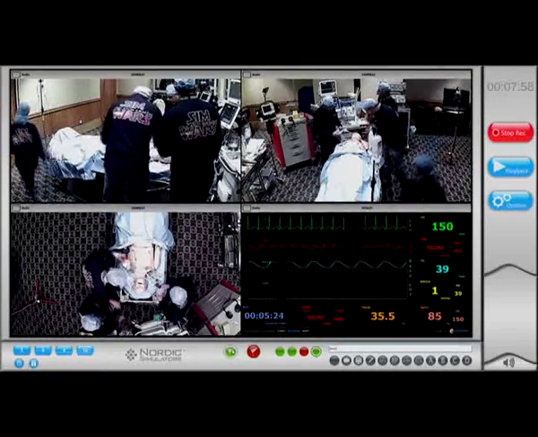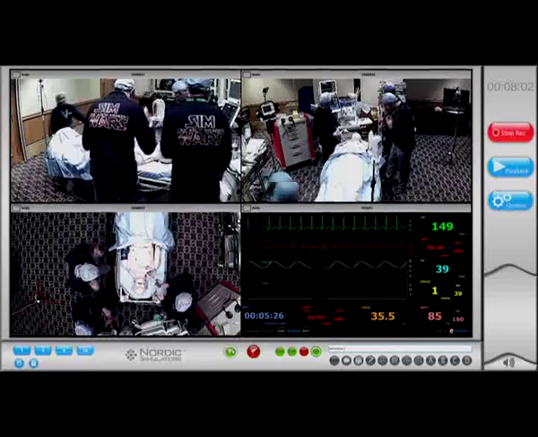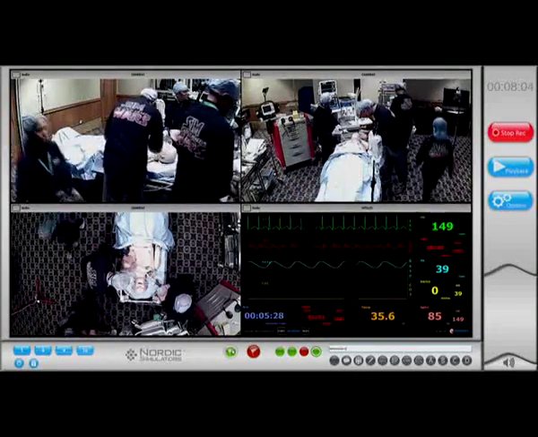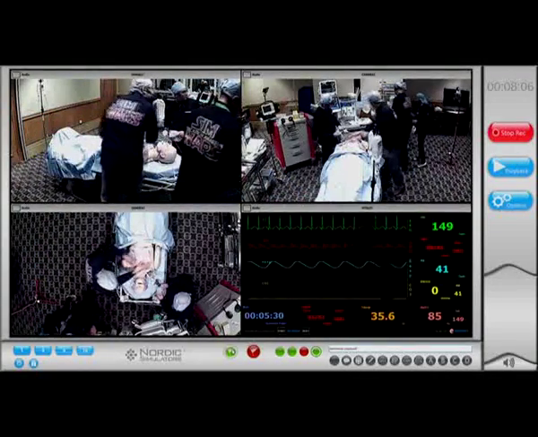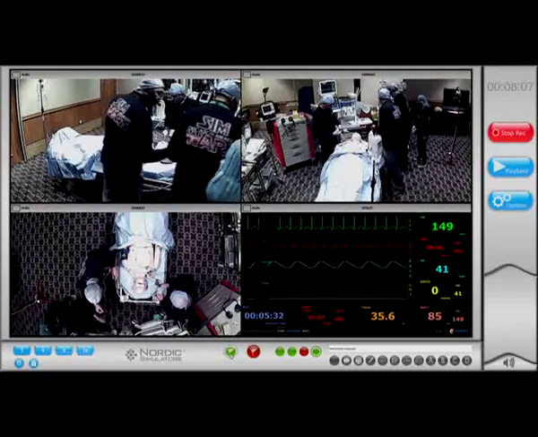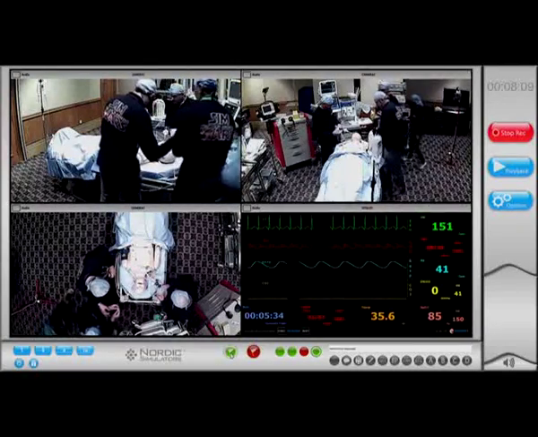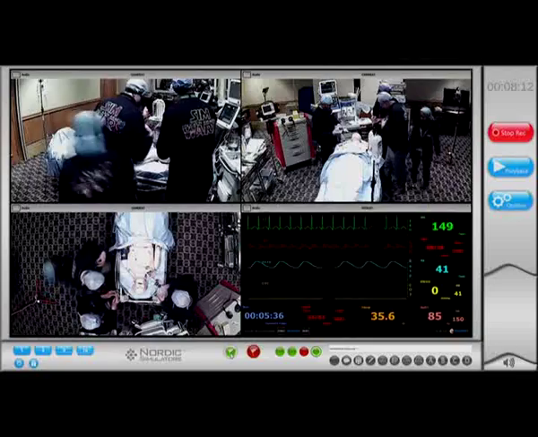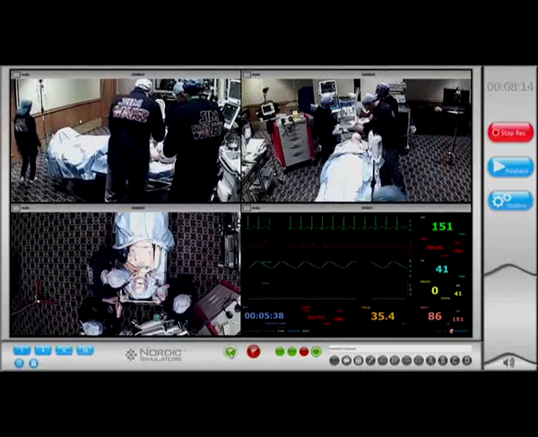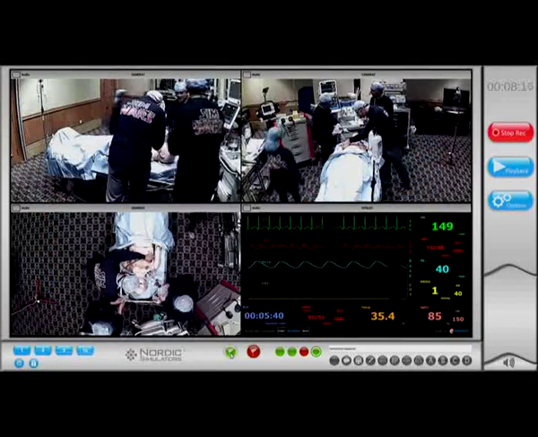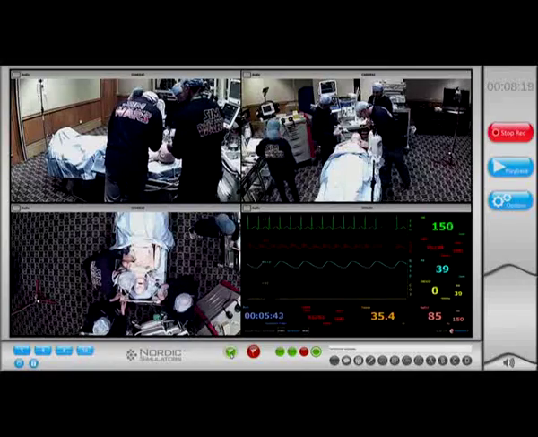Give me a needle, please. I will do the needle decompression on the left side because I feel that it is resonant here. 14 gauge cannula. It's much better now. Just check air entry again. The resistance is reduced, but the saturation is going down. Now is air entry better?